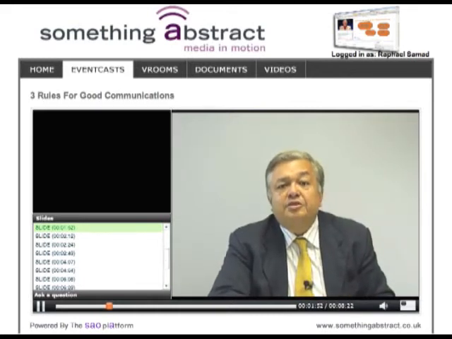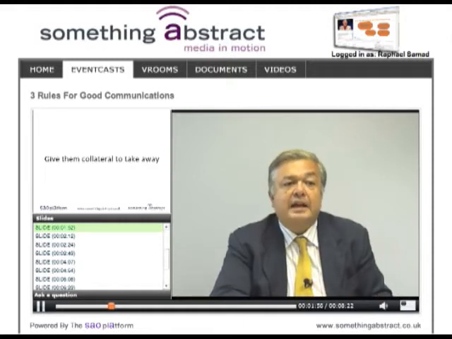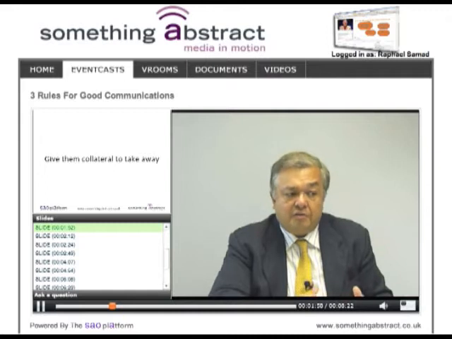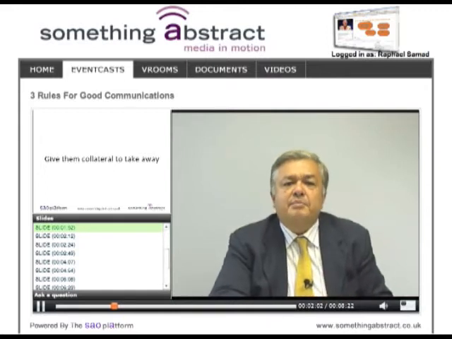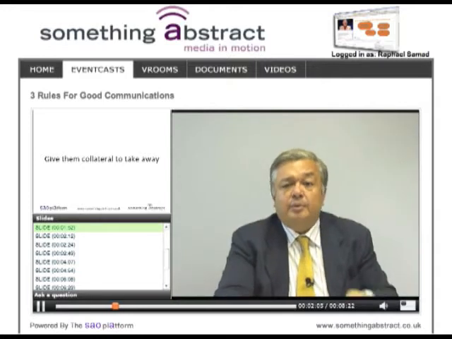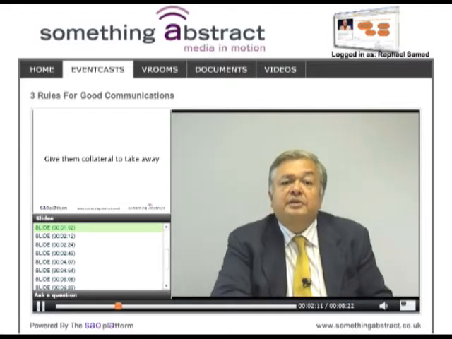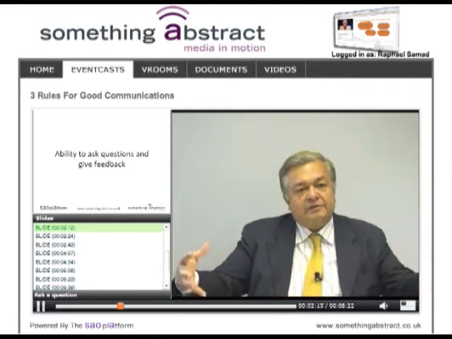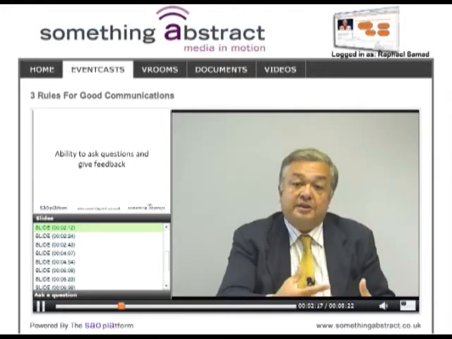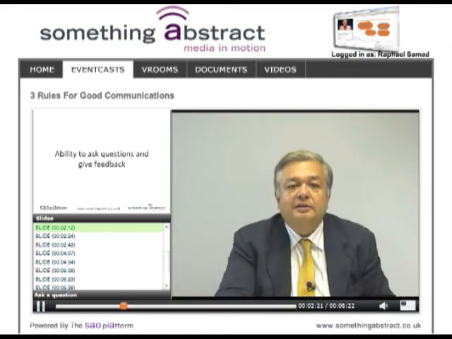Give them some collateral to take away. You often are expected to get some collateral, so give them a handout, a sheet of aide-memoire, some things to remember, a brochure, whatever it might be. Give them some collateral to take away to actually help them remember things. Also, give them the ability to ask questions or give feedback. So by doing that, again, it gives a true being there experience, which then helps to keep them interested and involved in the actual webinar.